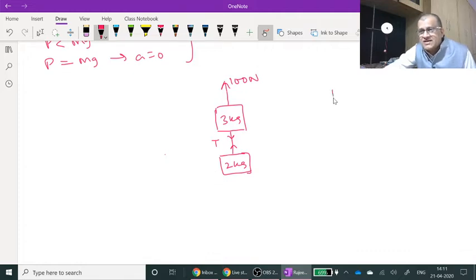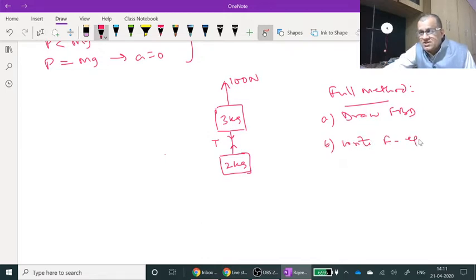So remember the full method that we used to follow, and then we moved on to the shortcut. The full method was: draw the free body diagram. If you have two masses, there will be two. Write force equations. From both free body diagrams, write net force equal to ma. So you will get two equations and then solve the equations. This is the full method of dealing with motion of connected bodies.